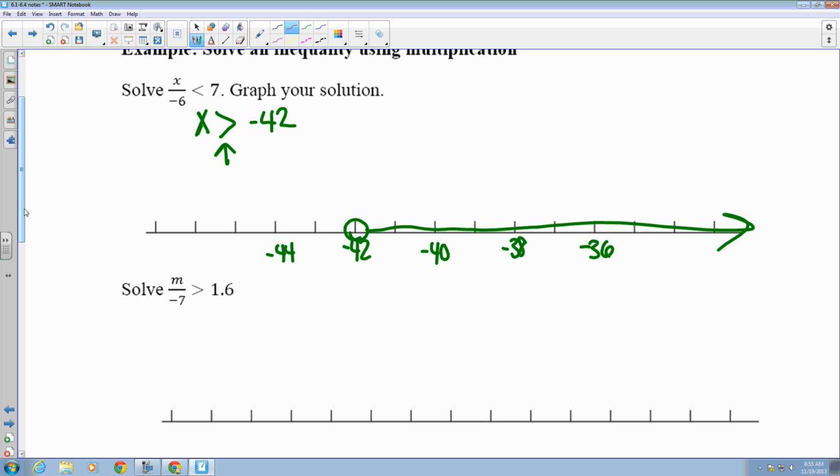This next one, we're multiplying both sides by -7. Flip the inequality, and 1.6 times -7 is -11.2. Which is about right here. We are smaller than that, so we're to the left.